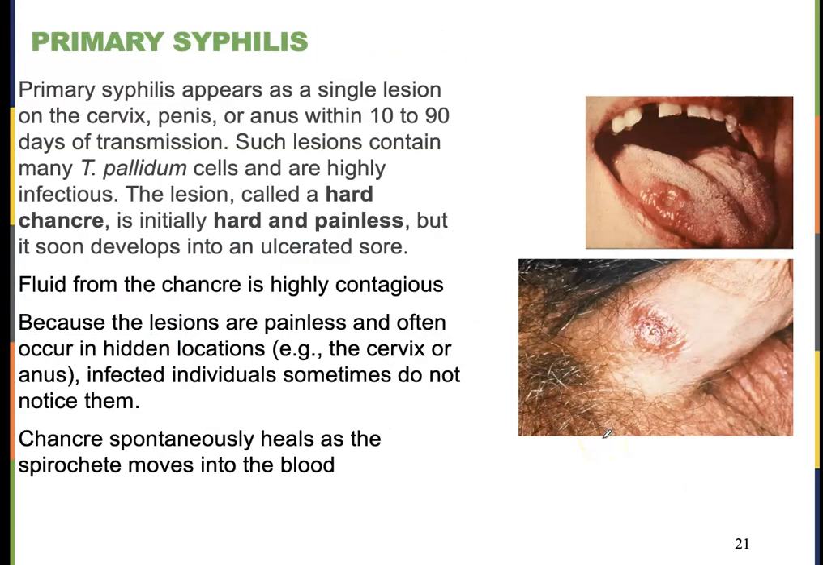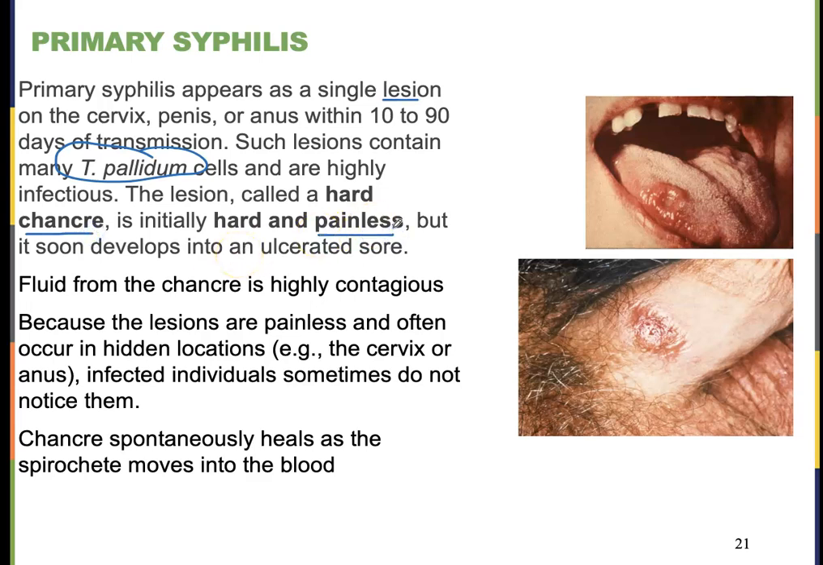So this is what primary syphilis looks like. So primary syphilis at the point of inoculation, so where the bacteria got in, you're going to have a lesion, and it can be anywhere where the bacteria got in, on the cervix, the penis, the anus, within 10 days to 3 months of transmission. These lesions are going to have a lot of bacteria dividing in there, and they're very, very infectious. The lesion is called a canker, and despite what it looks like, it's painless.